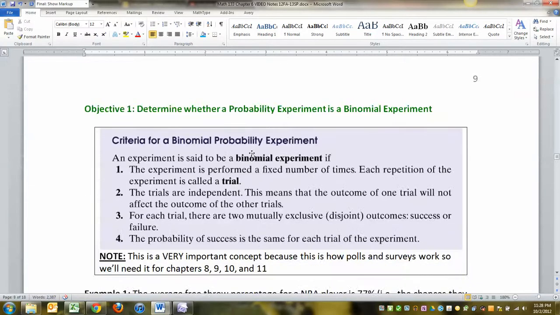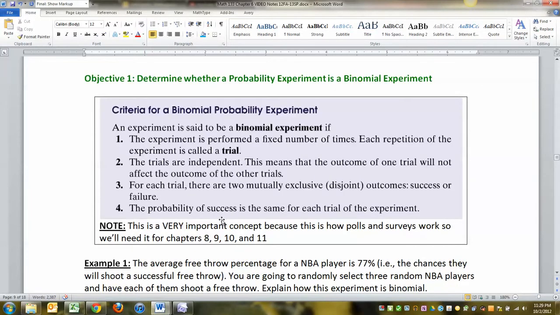All right, so before we get into that, first thing we got to do is learn what a binomial experiment is, because the formula we're going to learn only works for binomial experiments. Now, a binomial experiment is an experiment that has a fixed number of trials, right? Every repetition of the experiment is called a trial and has a fixed number. Those trials are independent of each other, right? So the first trial doesn't have any effect on the second trial, and so on. For each trial, there are only 2 mutually exclusive outcomes, success and failure.